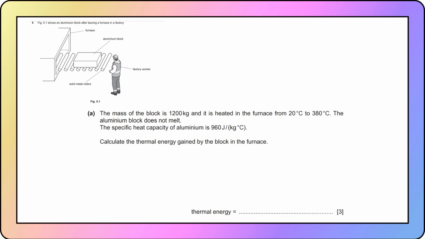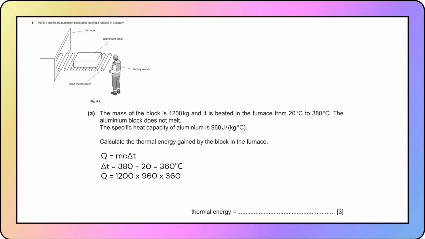Alright, first let's recall the equation of thermal energy. Change in thermal energy is equal to mass times specific heat capacity times the change in temperature. Next, substitute the values into the equation. Don't forget that it's the change in temperature, not the plain temperature. This is a common mistake.